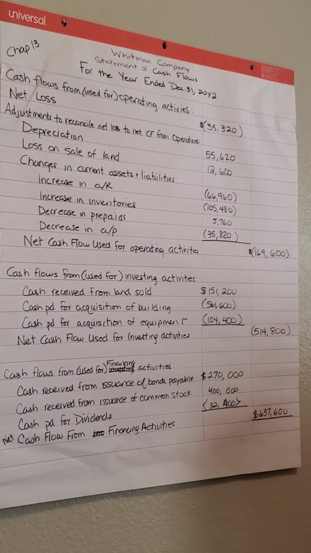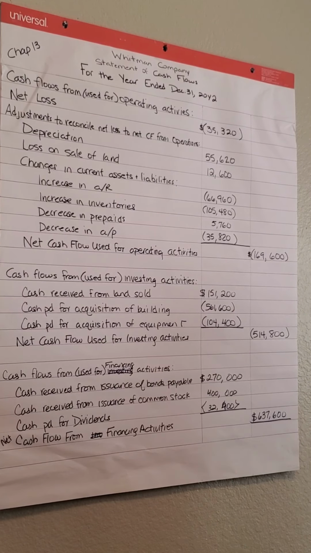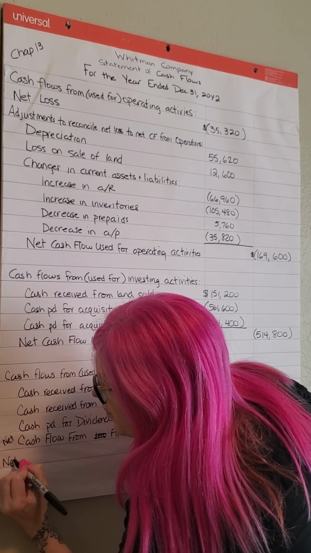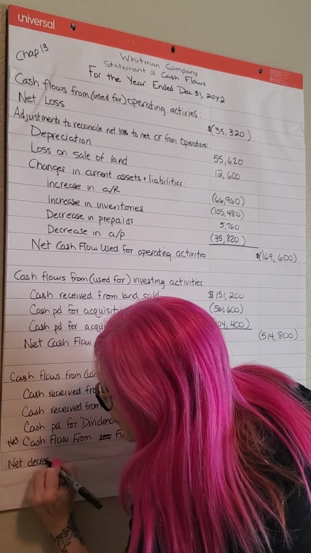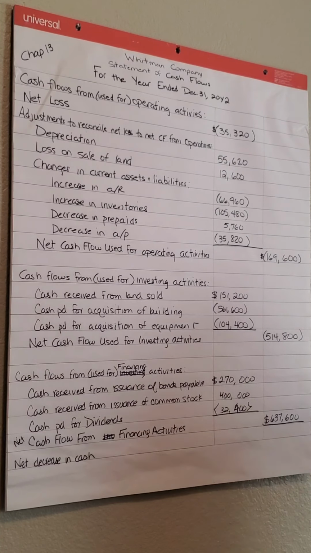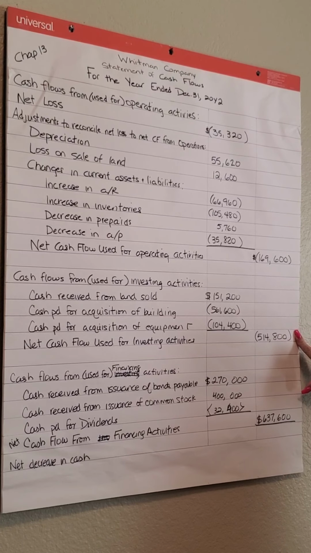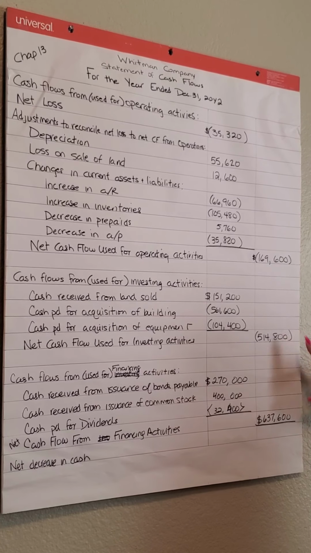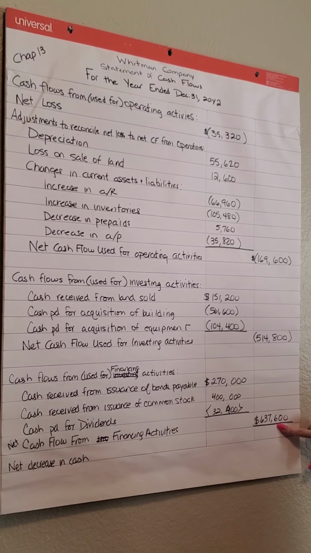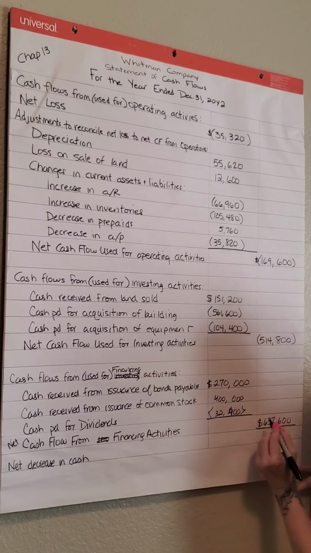Okay, so then what we're going to do is take the difference from these to give us the net decrease in cash we're going to have this year. All right, so you're going to see we used for operating $169,000 and investing $514,800. We brought in $637,000 in cash from financing activities. So we're going to have a net decrease of $46,800.